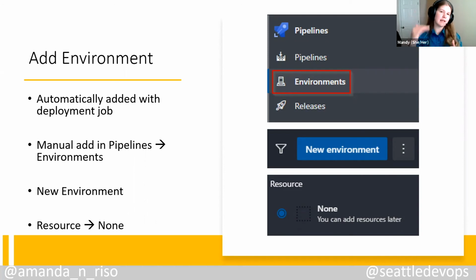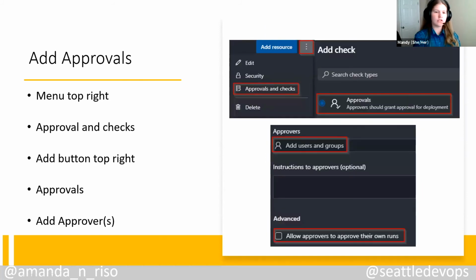So the way to manually add the environment: under pipelines, environments, you want to go into there. And then at the top right, there's going to be a new environment button. You're going to go ahead and click that. Something that isn't great in the documentation, like I said, is it really focuses on Kubernetes and VMs. There is an option for no resource, none resource. You're going to want to select that if you're not doing anything with Kubernetes or VMs, because you don't need a resource.